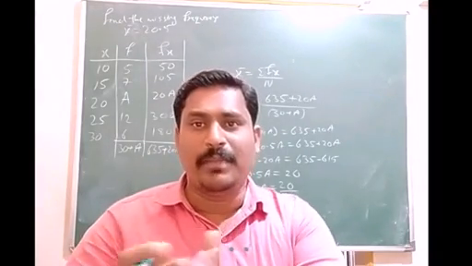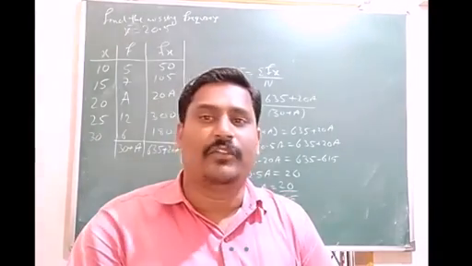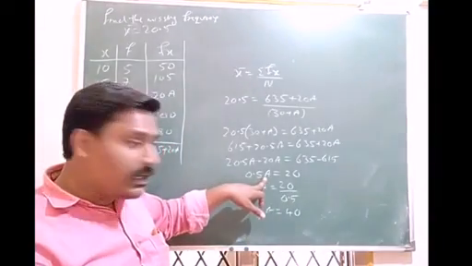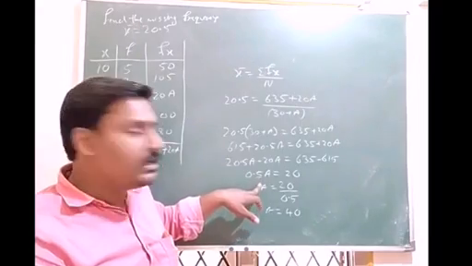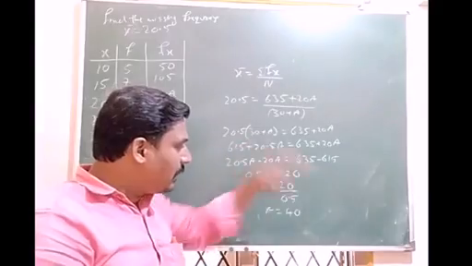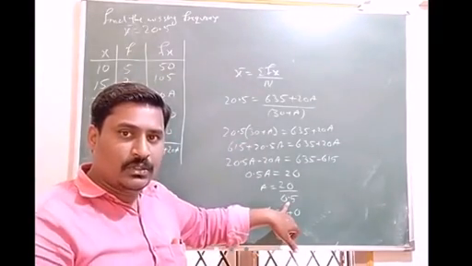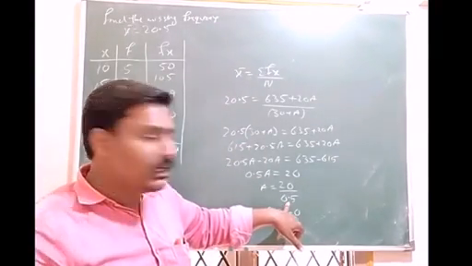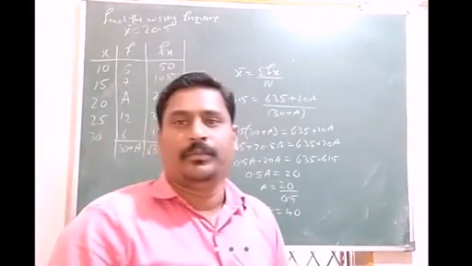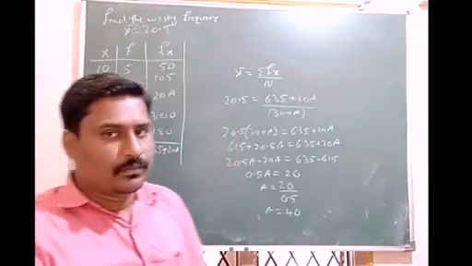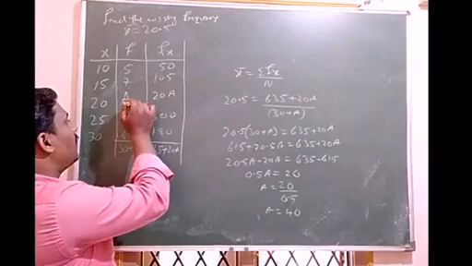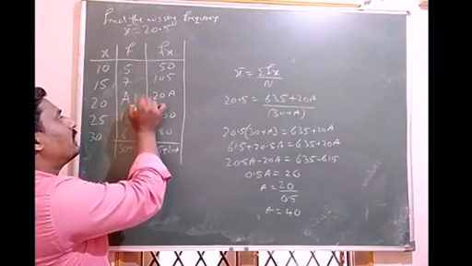Here A into 0.5 has a multiplication sign between A and 0.5. So when we send it to the opposite side, it becomes divided by. If you have a calculator, just calculate it and check. 20 divided by 0.5 is 40, not 10. So A is equal to 40. The missing frequency of x equal to 20 is 40 here.